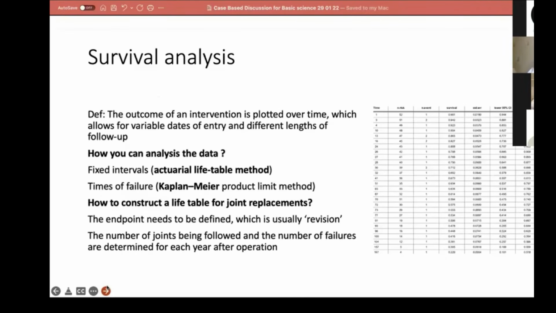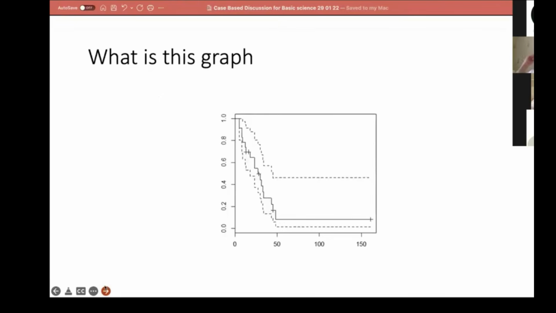Okay. So yeah, tell me what you see here. So this is a nicely plotted Kaplan-Meier curve. I think it is time against the probability of survival.